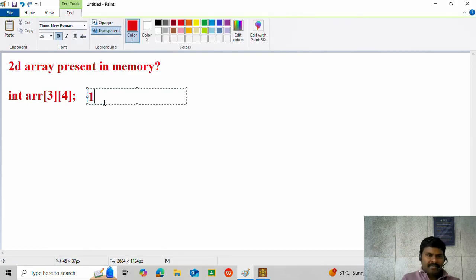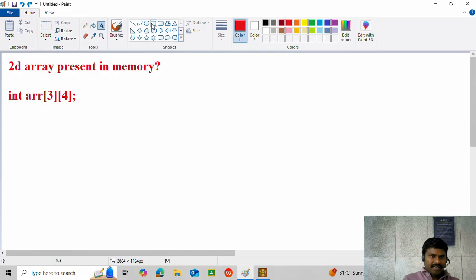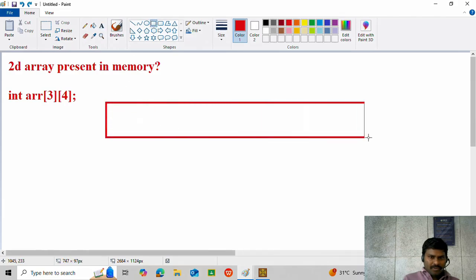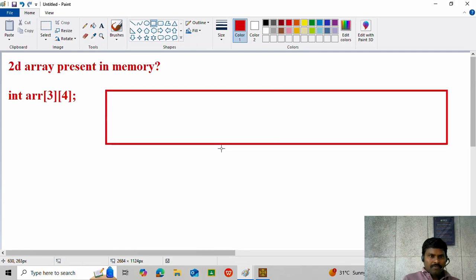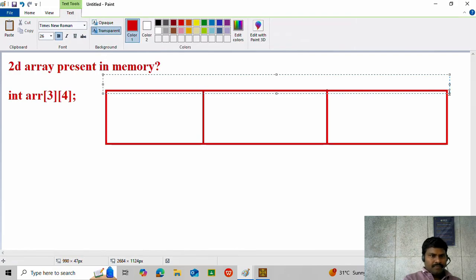Continuous memory is allocated. So first one is arr of 0. This one is arr of 0, this one is arr of 1, arr of 2. This is the number of rows. So arr of 0, arr of 1, arr of 2.